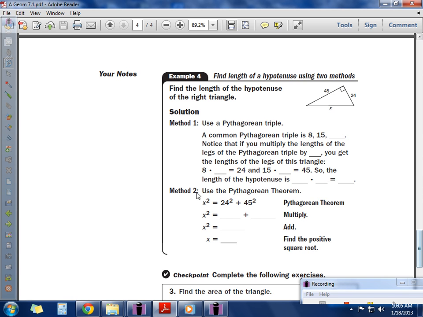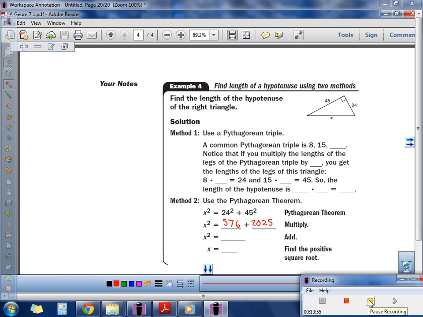All right. As I assumed, a lot of you are choosing method 2, just using the numbers they give you, not using the Pythagorean triple, and I'm fine with that. So 24 squared is 576, 45 squared is 2025. Add these together, what do you get? 2601. Then we take the square root of that number and we get 51. There you go.